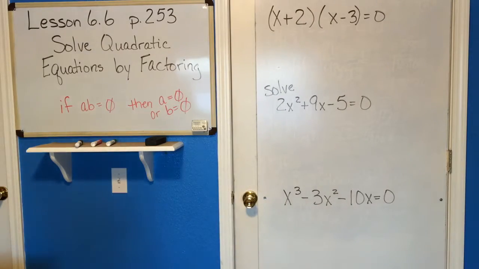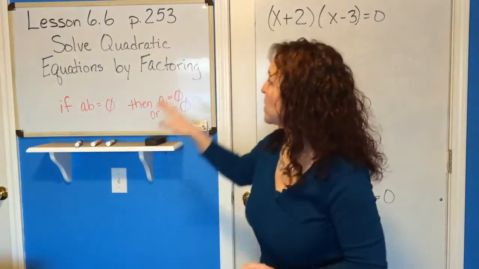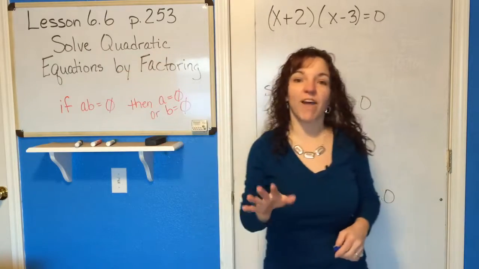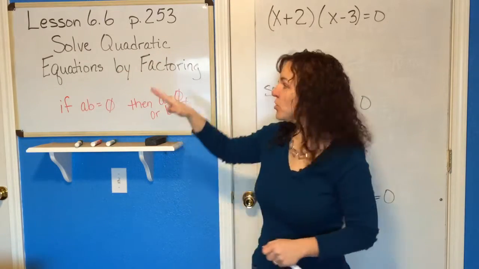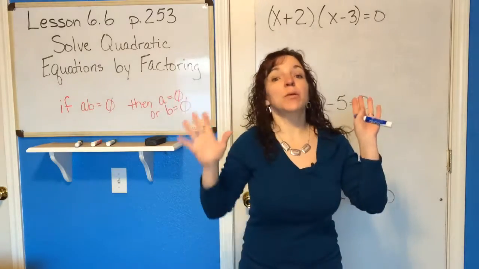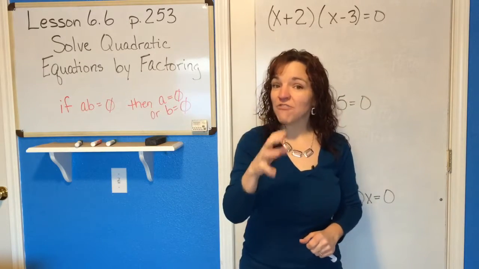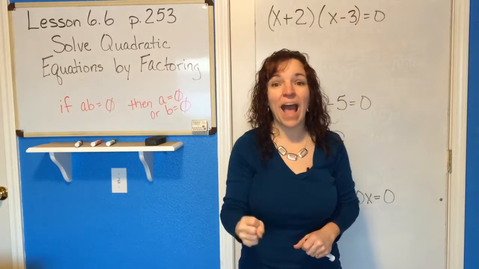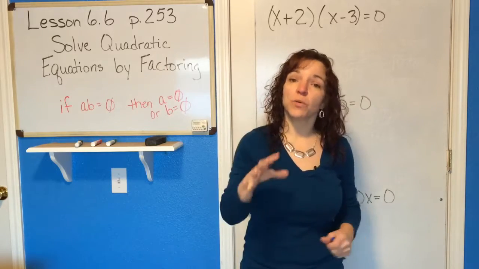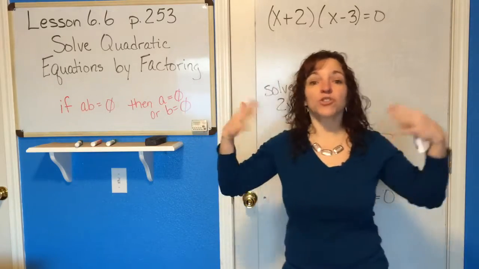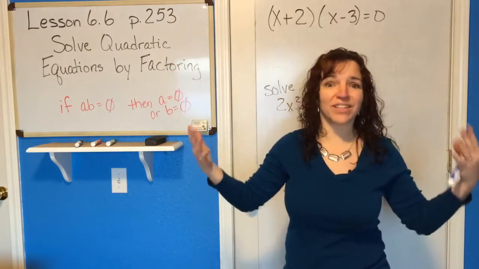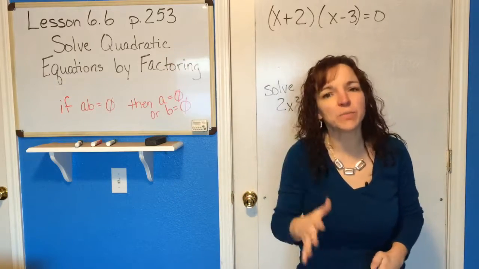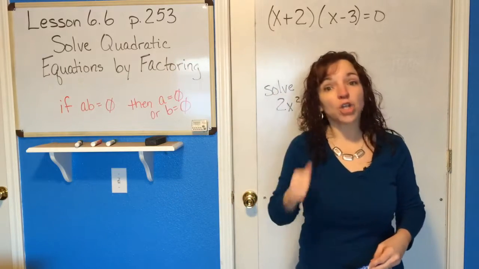Section 6 of Chapter 6 is solving quadratic equations by factoring. And I want to start at the beginning right now by saying, if you understand factoring, this is going to be a breeze. If you still don't understand factoring, you've got to go back and ask questions so that you understand it, because if you don't, solving by factoring is just one step further and it's going to be confusing to you. So please, please, please, if you don't get it yet, talk to me, all right?